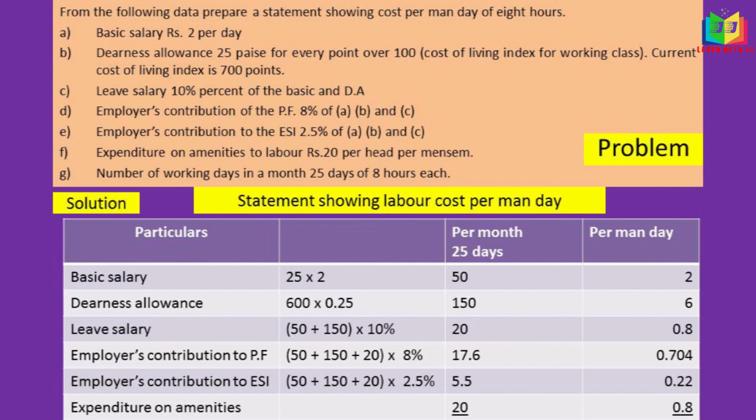And next one, expenditure on amenities to labor rupees 20 per head per mensem. I said earlier that per mensem means it is for a month. So we can directly write it in the month column, that is 20, and we have to divide it by 25 for calculating it for a day. So we'll get 0.8.